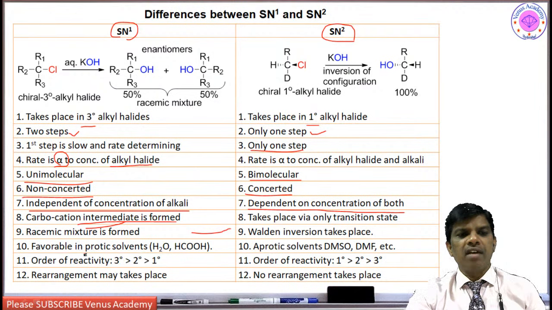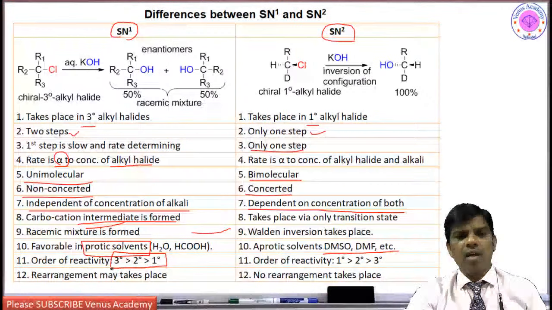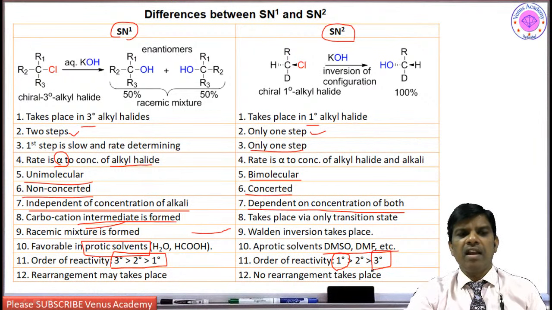SN1 is favorable in protic solvents. So usually you will use protic solvents like water, formic acid or acetic acid, and aprotic solvents like DMF, DMSO are used for SN2 reactions. Order of reactivity is important, students. If you want to react the substrate under SN1, it should be a tertiary compound, and if it is secondary, the reaction order shifts towards SN2. When it comes to SN2, it is observed in primary alkyl halides, and it is rare to find SN2 type reactions in tertiary alkyl halides.